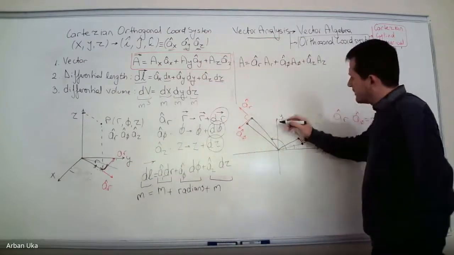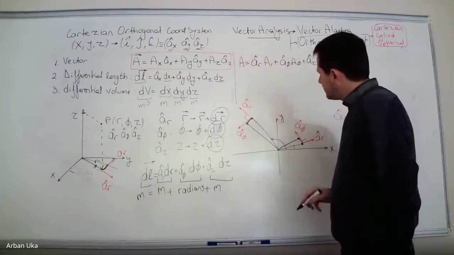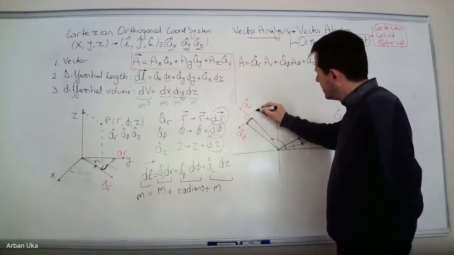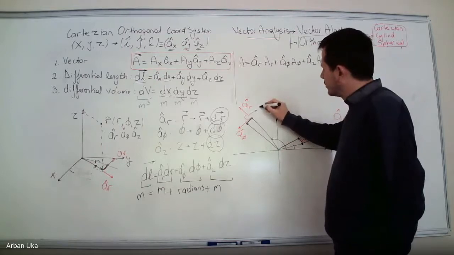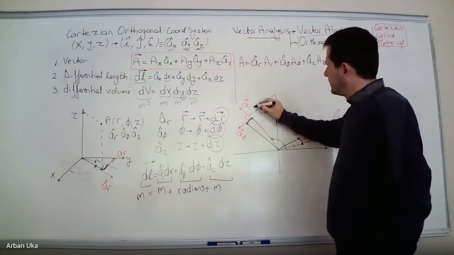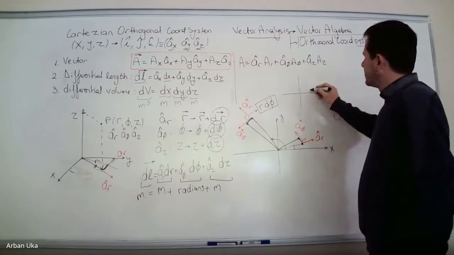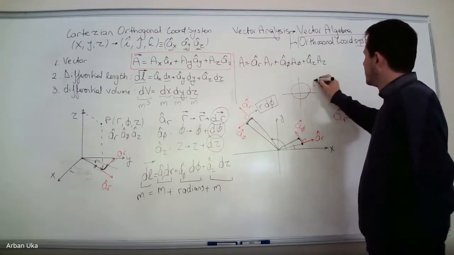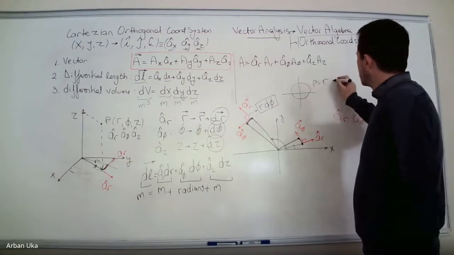What is the length here? The length here, which is caused because of the change in the phi, is equal to r delta phi. Would you agree with this? So why is the perimeter 2 pi r? Because it's equal to the radius times the angle. The angle is 2 pi.